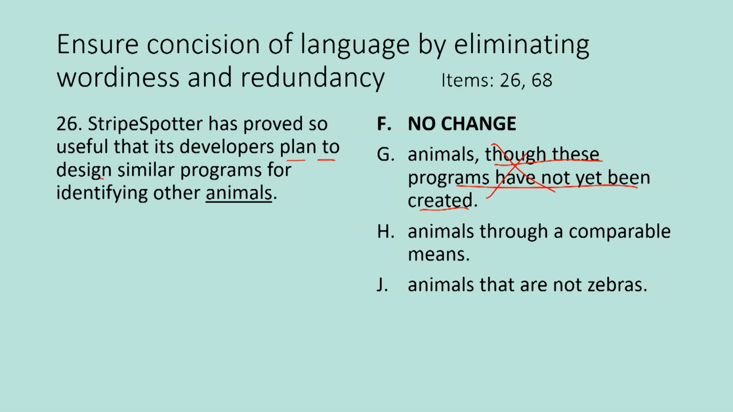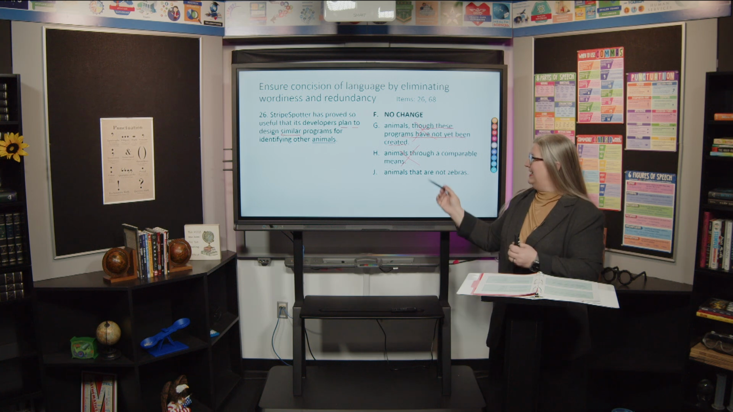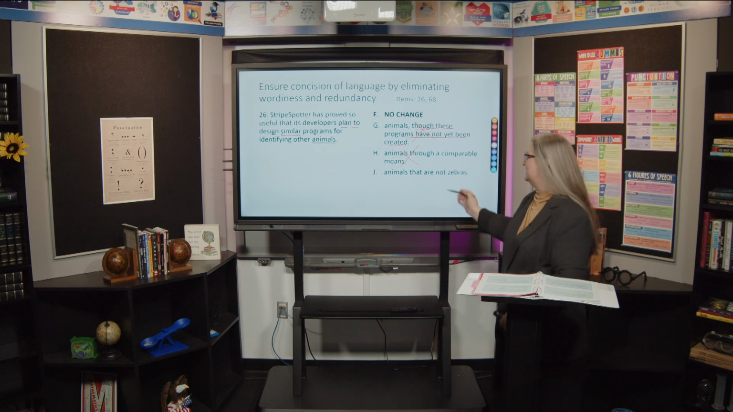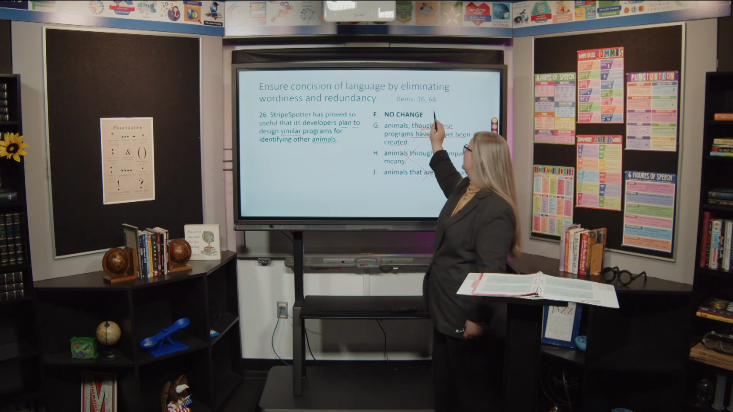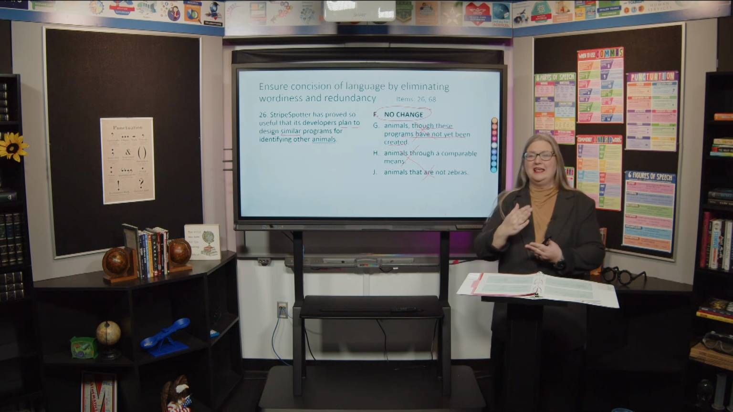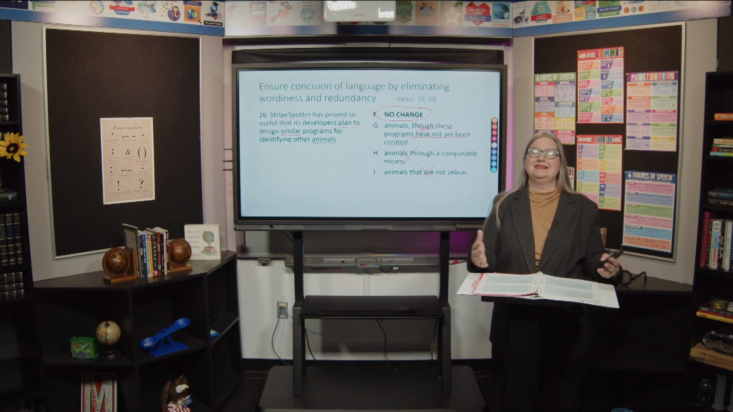H is animals through a comparable means. Well, we've already said here the word similar, so we know it's not that. And J, animals that are not zebras. Well, duh. Sorry. But obviously it says other animals, and we have been talking about zebras. So it's not going to be J. So just the word animals works fine there. We have been very concise with our choice, and we have not added extra things that we don't need to add.